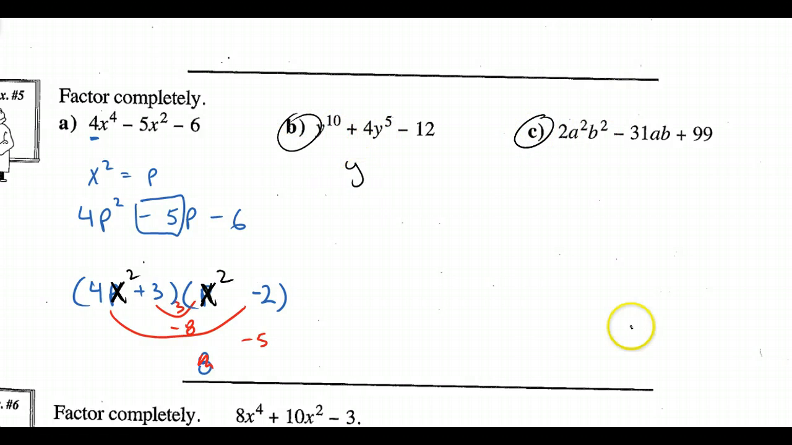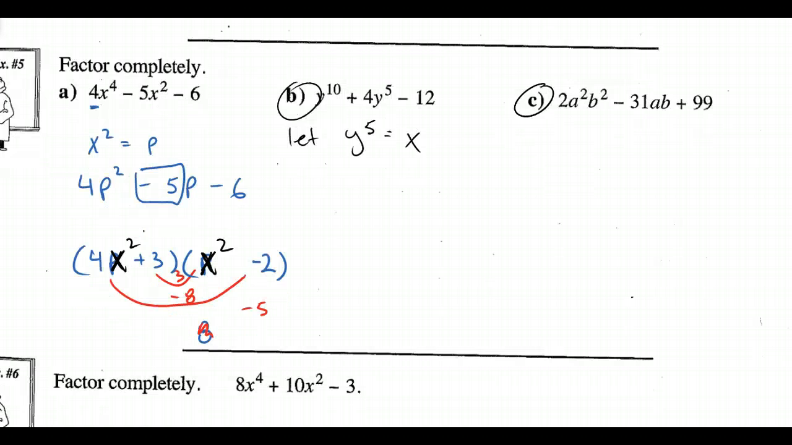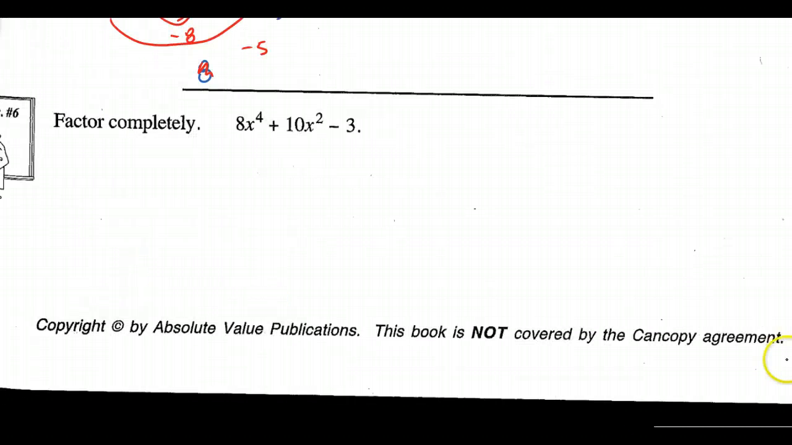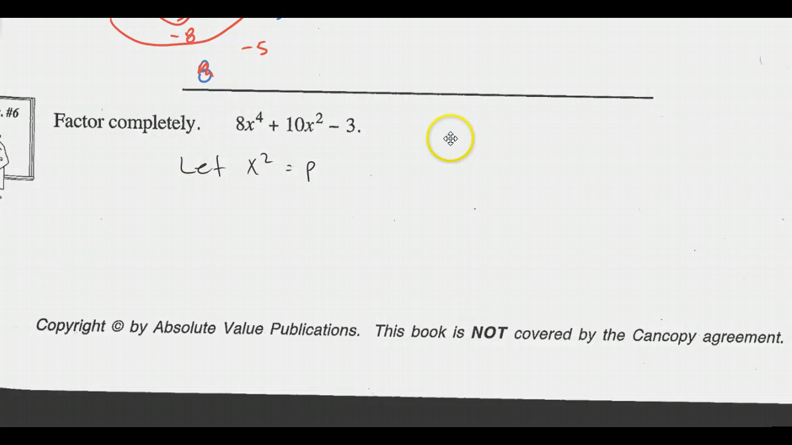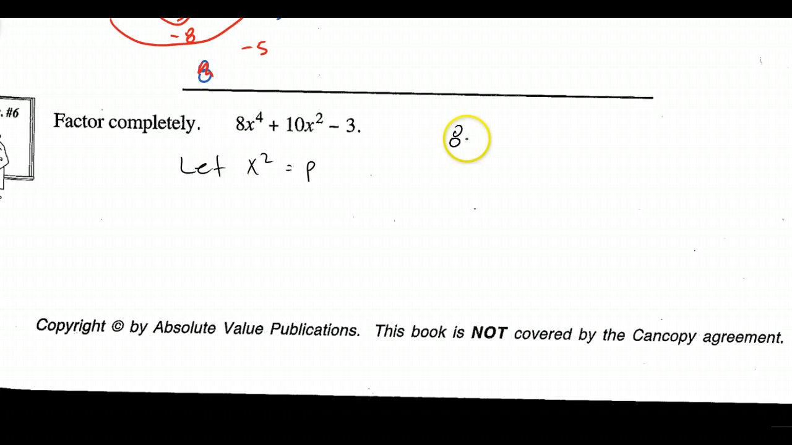Here you're going to have to make y to the 5 equal x. So let y to the 5 equal x. I'll go ahead and do one more hard one here. And again, in this case, I'm going to make this x squared equal p. Let x squared equal p, and then it's going to be 8p squared plus 10p minus 3.